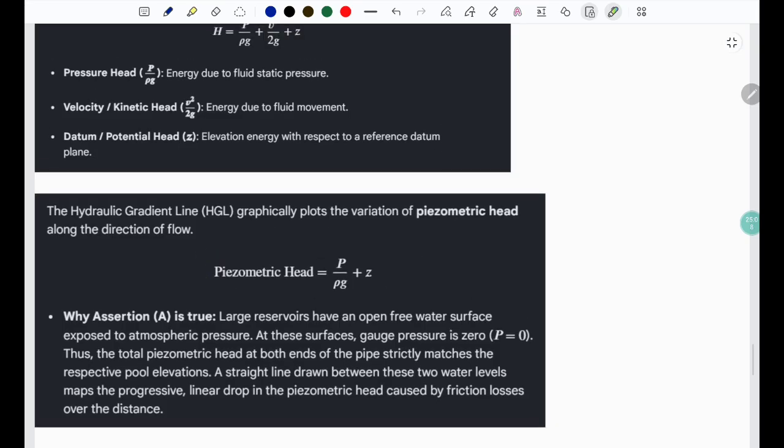So why is the assertion true? Because large reservoirs have an open free water surface exposed to atmospheric pressure, and at these surfaces the gauge pressure is 0, hence this term comes out to be 0. Thus the total piezometric head at both ends of the pipe strictly matches the respective pool elevation z. Hence the hydraulic gradient line will match with the water surface level at both top and bottom. Hence a straight line drawn between these two water levels maps the progressive linear drop caused by friction.